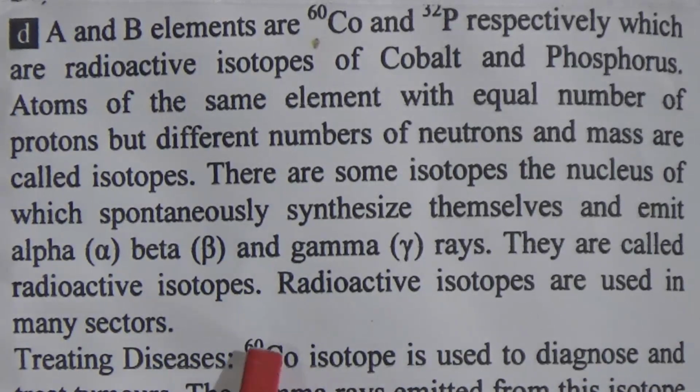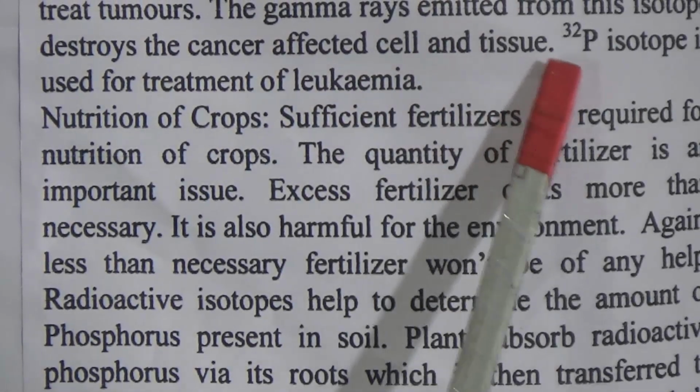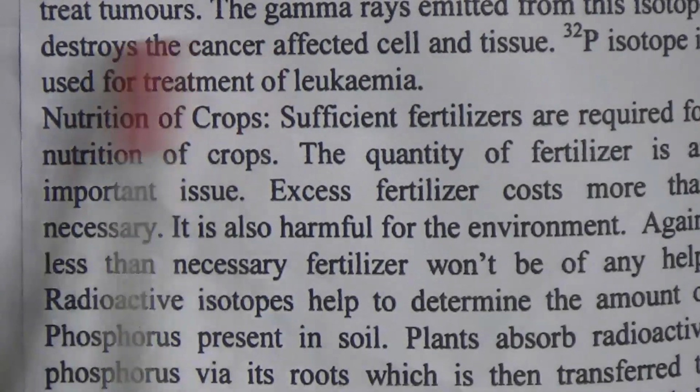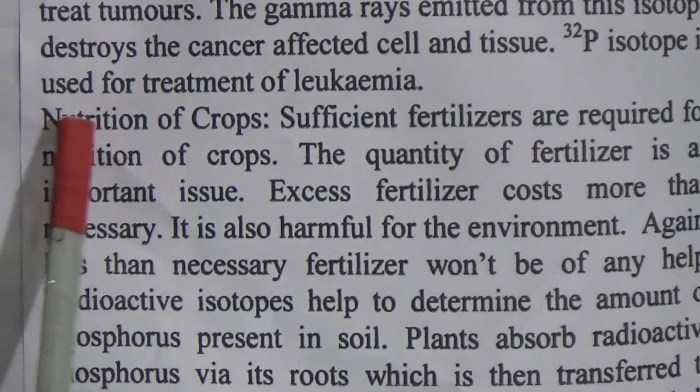Treating disease. Cobalt 60 isotopes are used to diagnose and treat tumors. The gamma rays emitted from these isotopes destroy the cancer-affected cells and tissues. Phosphorus 32 isotope is used in the treatment of leukemia. Leukemia is one kind of blood cancer.